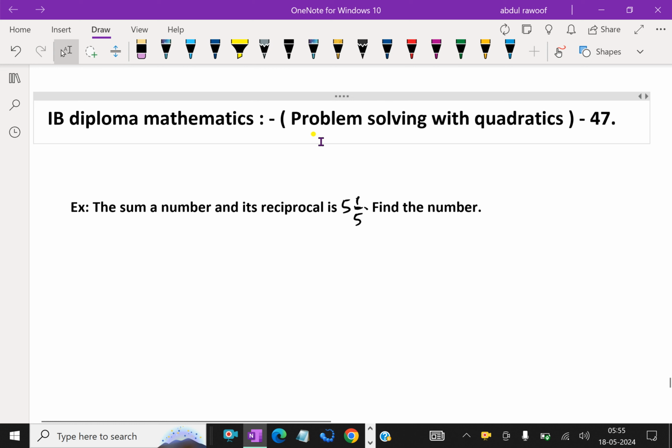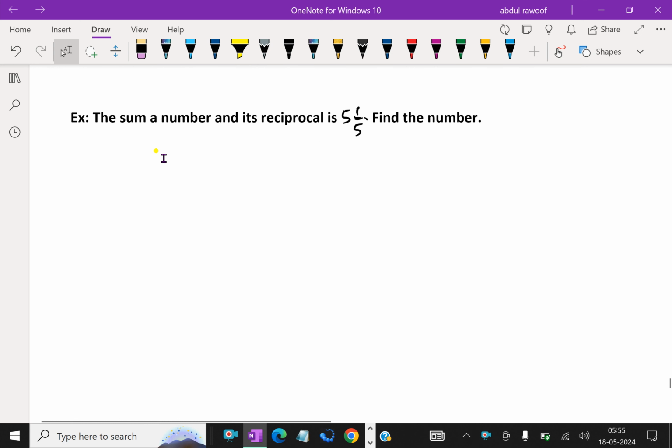Let us solve some problems with quadratics. Look at this example. The sum of a number and its reciprocal is 5 1/5. Find the number.